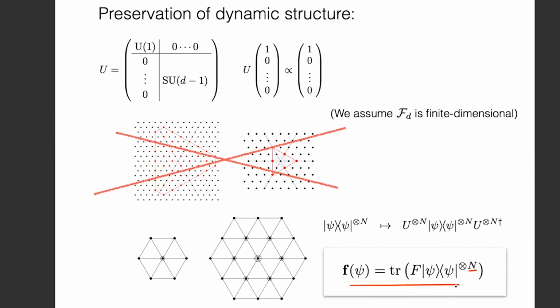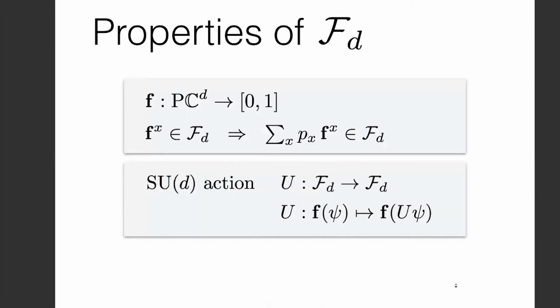Good. But now, of course, we're more ambitious. We want theories also to be consistent when we consider multipartite systems. This is just a reminder of the properties of the sets F_D. By the way, if you want to ask questions, go ahead, please. So the sets F_D are convex and they have an action of the unitary group.